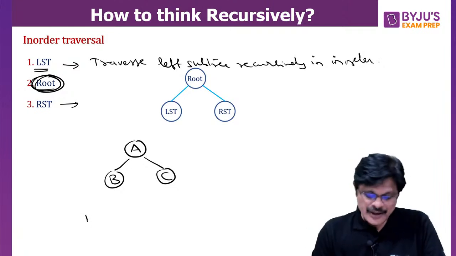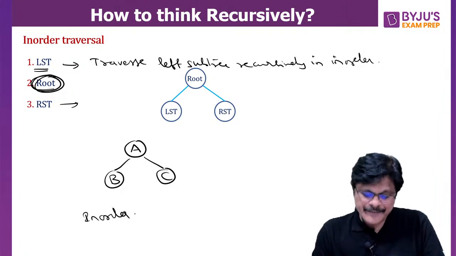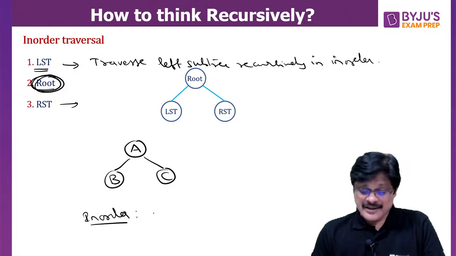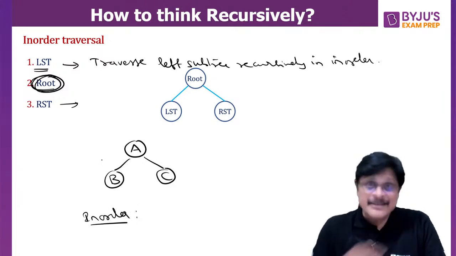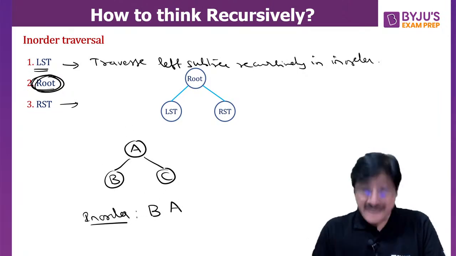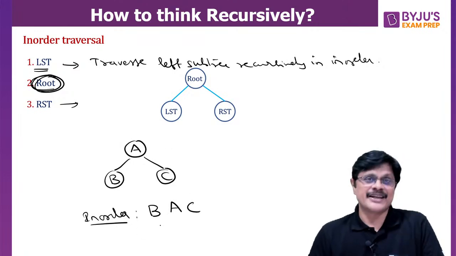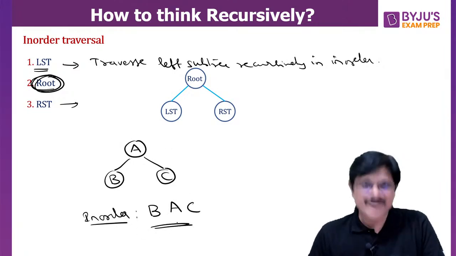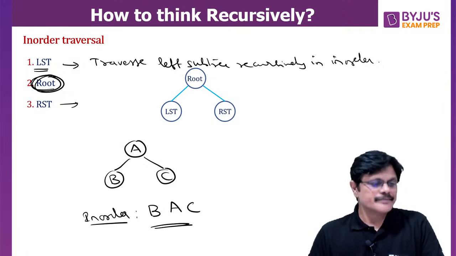Now here, what about in-order for this? First, the left subtree is traversed. Here the left subtree has a single node, that is printed. Then the root node A is printed. Then the right subtree, that is C, is printed. So this is your in-order traversal, my dear friend. Hope you understand. Clear to you all?